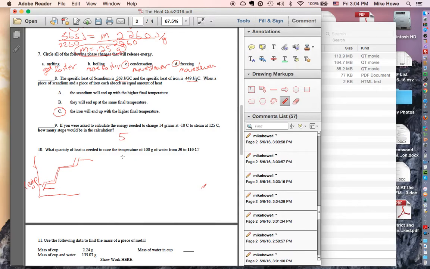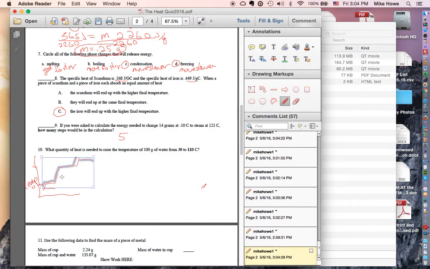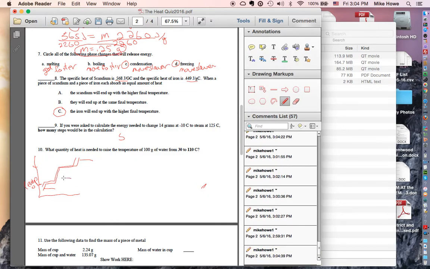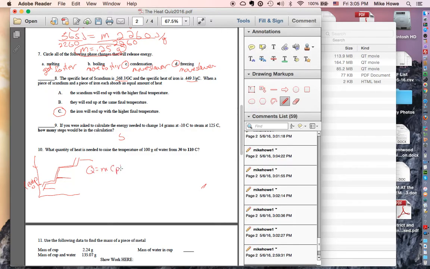Now the quantity of heat needed to go from 30 to 110 in number 10, you're going to need 30 somewhere in this area, and 110 somewhere up in here. So it looks like it's 1, 2, 3 steps. Anytime the temperature changes, you use Q equals M Cp delta T. During the boiling point, that's this top plateau, it's going to be Q equals M Hv. And the final temperature change would be another temperature change equation, Q equals M Cp delta T.